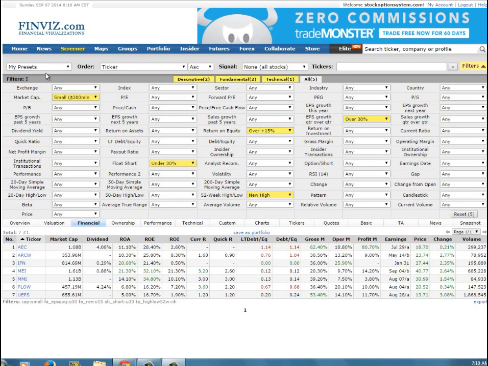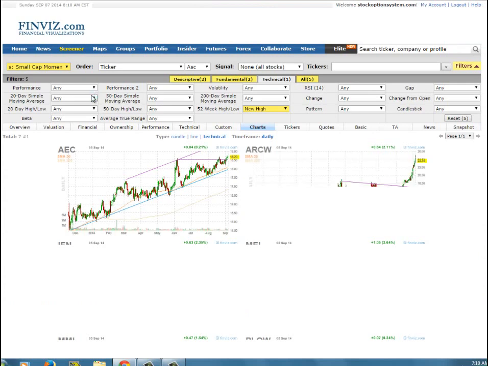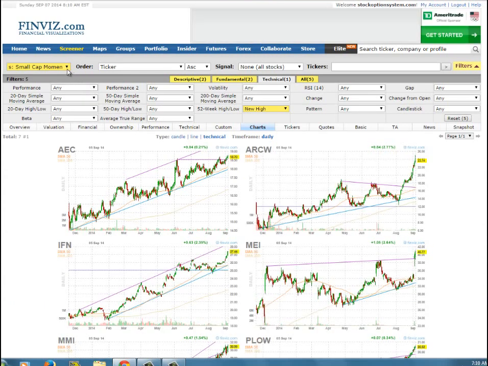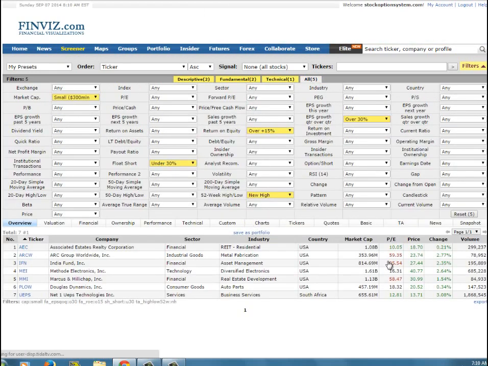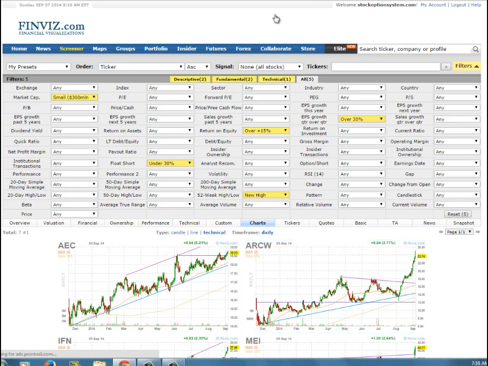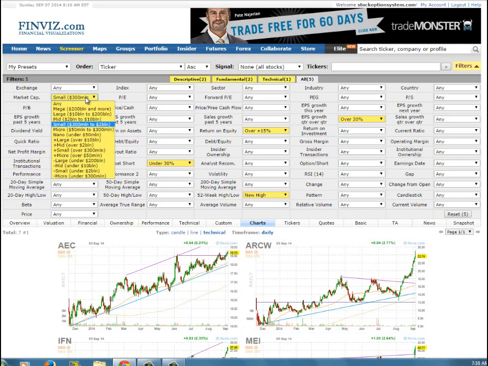Now, this is called small cap momentum, and I look for companies that are between 300 million and a $2 billion market cap. The reason I do that is from William O'Neil's book, How to Make Money in Stocks, where he talks about the stocks that historically have shown the biggest runaway moves have been small cap stocks.